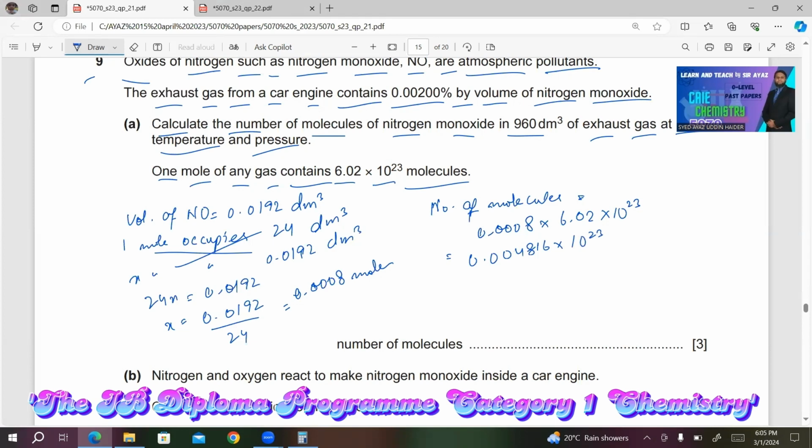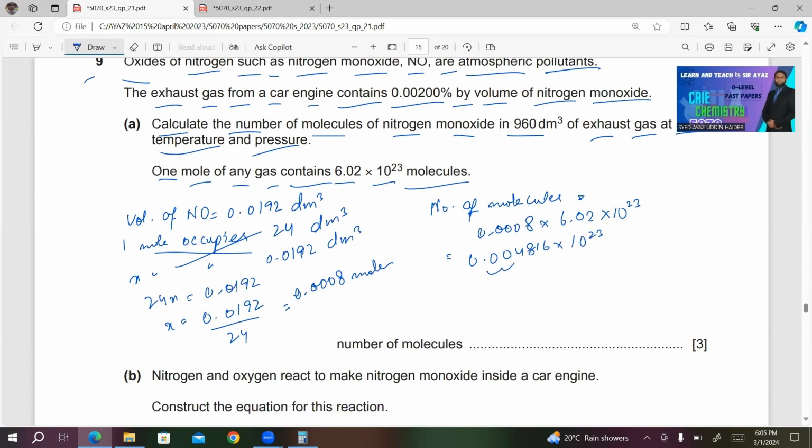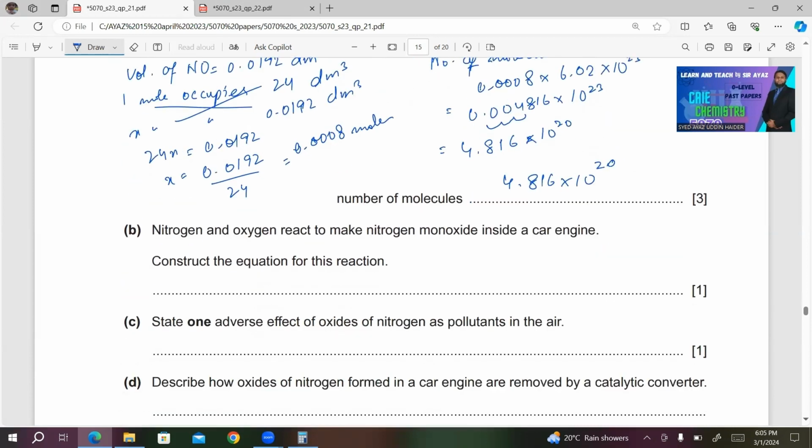Now I will shift this decimal to the right hand side, 1, 2, 3. So it will become 4.816 multiplied by 10 to the power 20. So 4.816 into 10 to the power 20. This will be the final answer for this question.